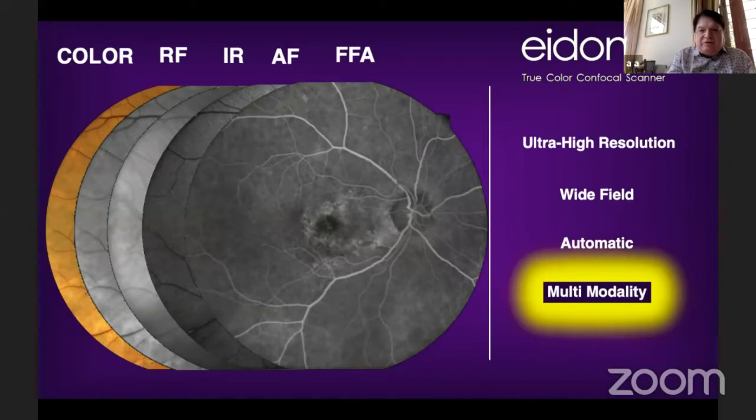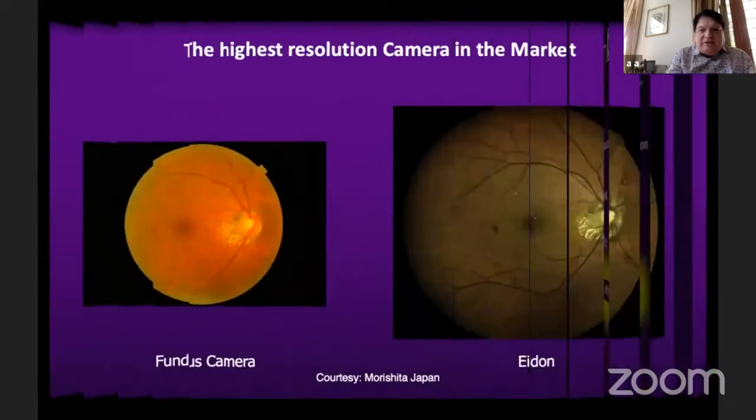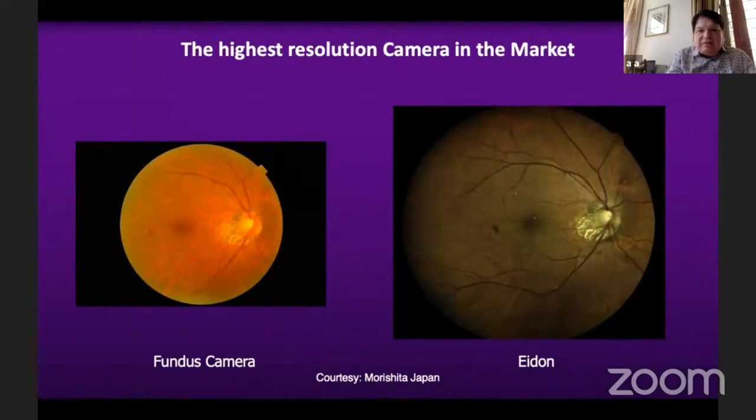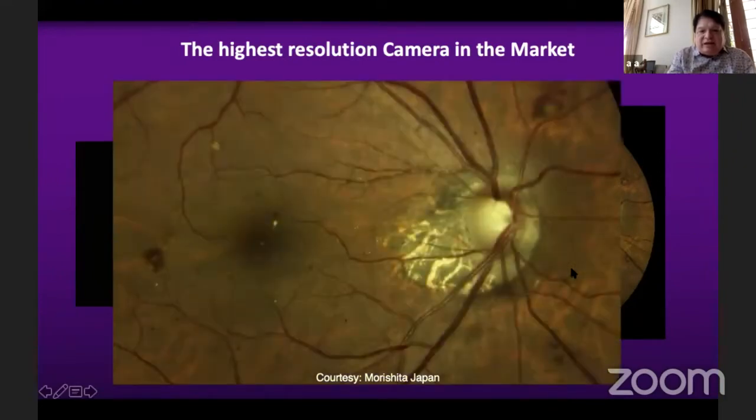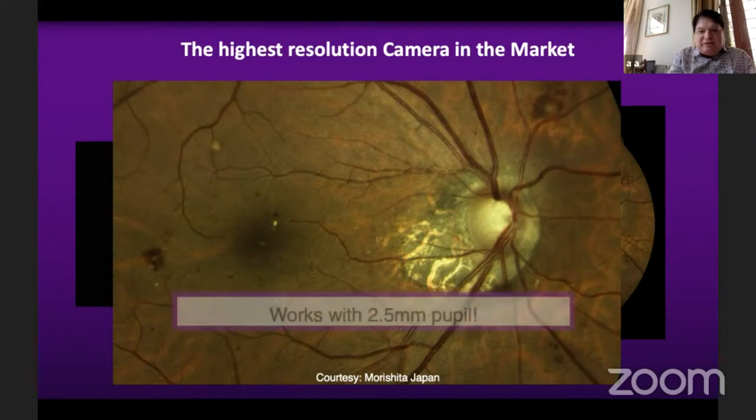So that is probably the only machine which I found has so many features together. Now, this is where the highest resolution camera is in the market, as I understand, because I have seen the pictures I used to see, and now I'm seeing with this. And you can see as clear as this, where the picture becomes so clear, it makes you understand the disease process much better.